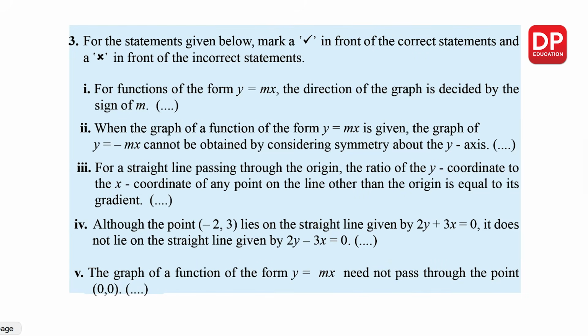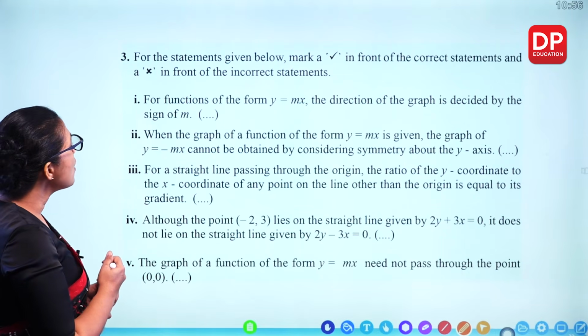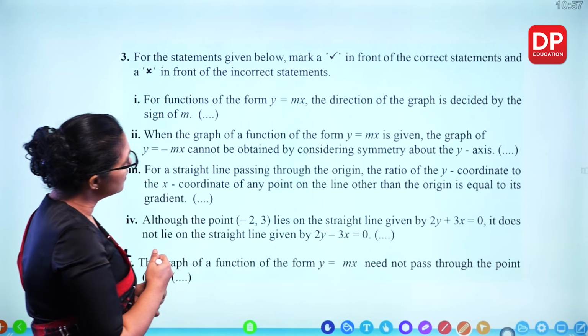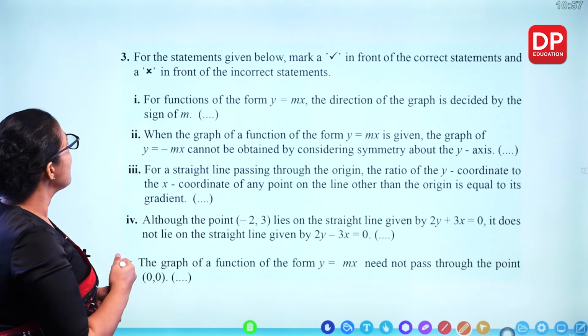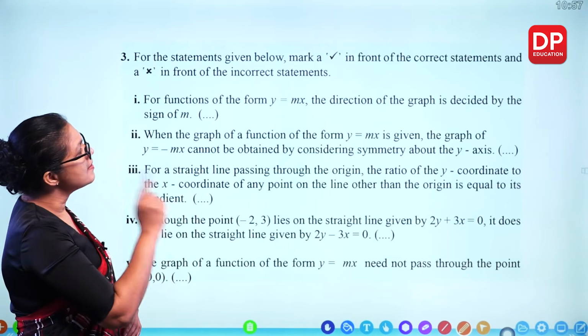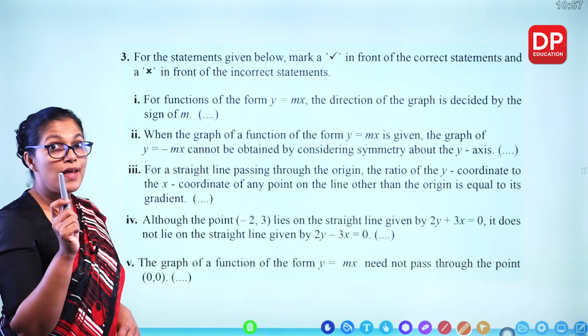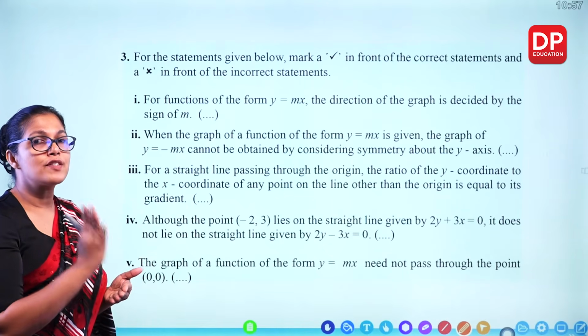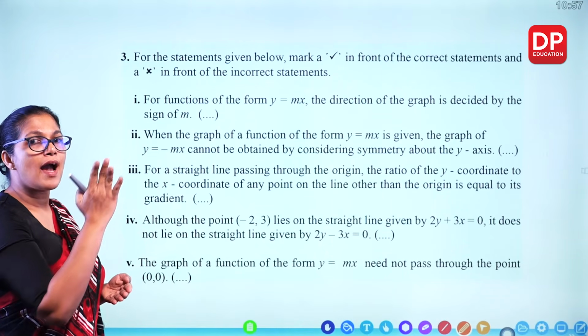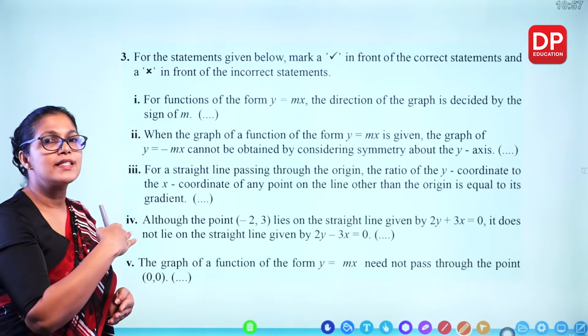Question number 3. For the statements given below, mark the correct sign in front of the correct statements and the wrong mark in front of the incorrect statements. First one, for functions of the form y equals mx, the direction of the graph is decided by the sign of m. Is this statement true? You know that? Yes, it is true.